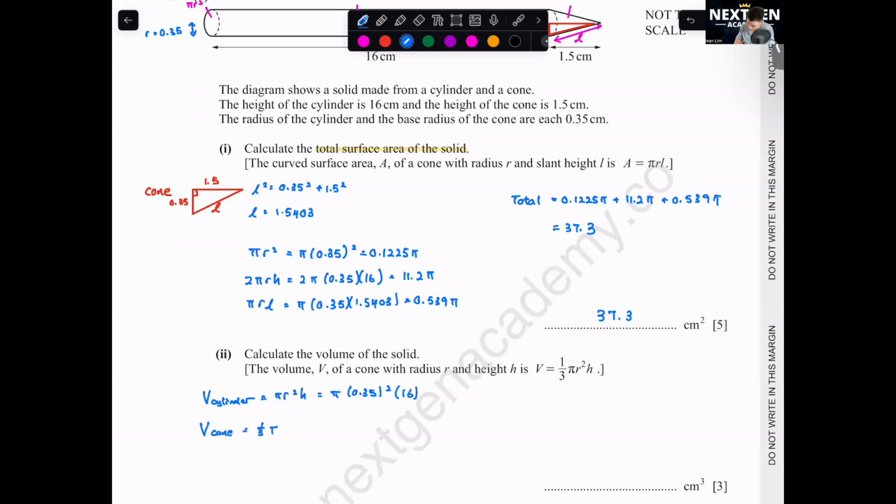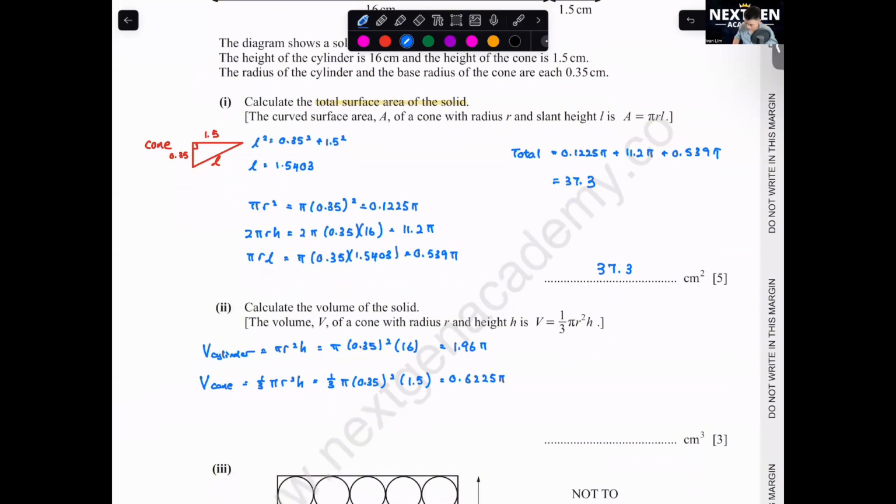Volume of the cone, 1/3 pi r square height, which is 1/3 pi 0.35 square times 1.5. Okay, go and calculate for both of this. 0.35 square times 16, 1.96 pi. 0.35 square times 1.5 divided by 3, 0.6225 pi. Okay, total, you add it up. 1.96 pi plus 0.6225 pi.